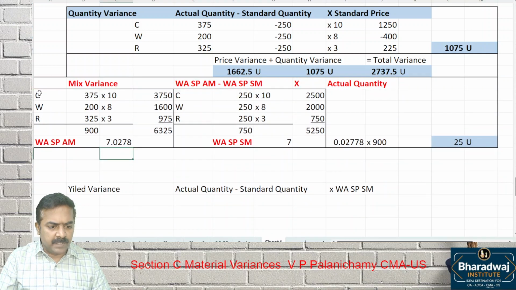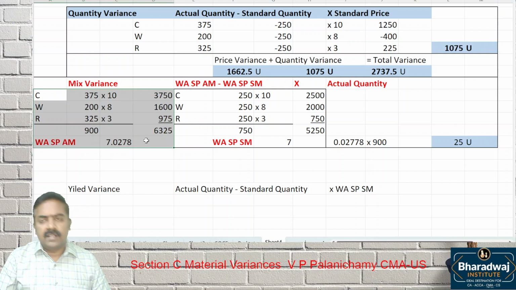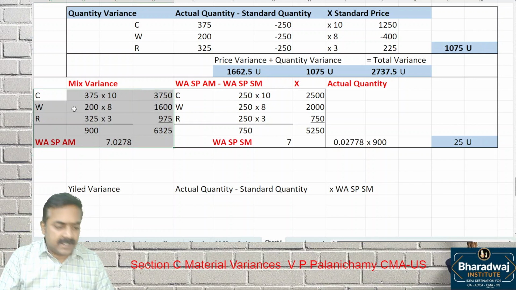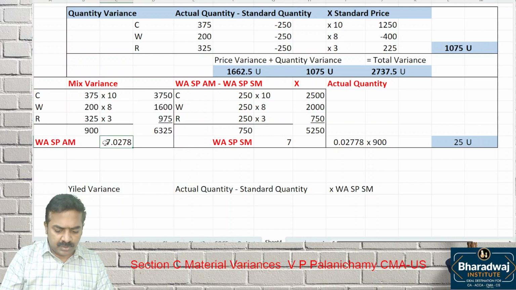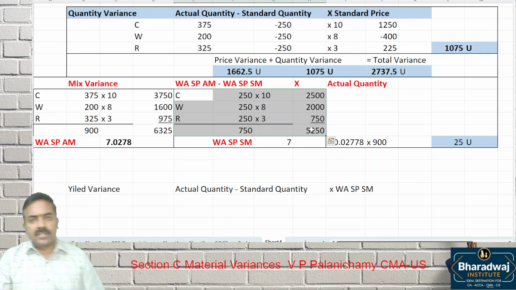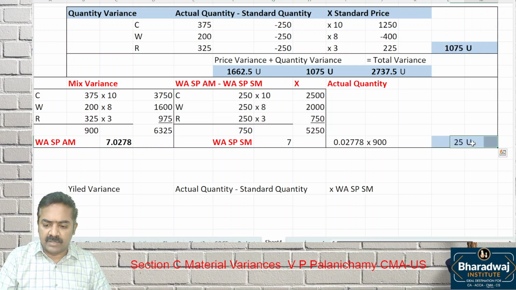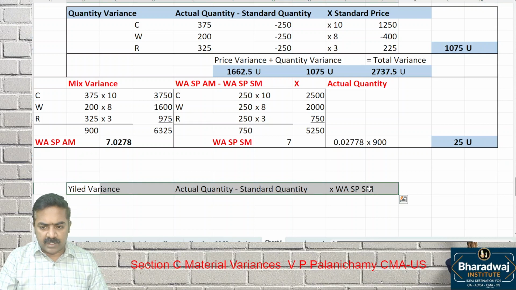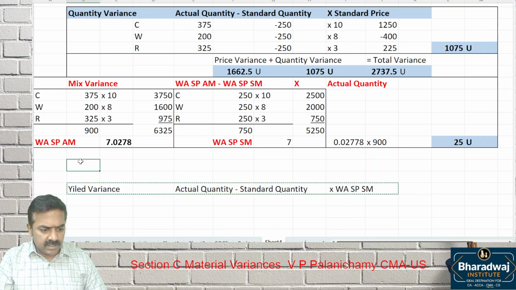Now logically also please understand, this is the weighted average cost based on actual mix. For the actual mix, what is the standard cost? 7.0278. Okay. This is the standard proportion, standard cost difference into actual quantity will give us what? Unfavorable. Then mix variance we got.